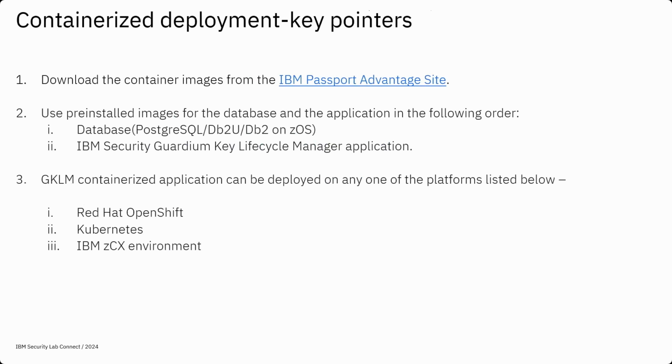Till now, we have seen deployment and some upgrade related details for the traditional GKLM. Now let's go through some key pointers and steps which user needs to follow for the containerized deployment of GKLM. So first step is downloading the GKLM container images. User can get the same from IBM Passport Advantage site. Next, user should use the pre-installed images for supported database, PostgreSQL, DB2U on GS, and GKLM application in the following order. GKLM container can be deployed on any of the supported platforms like Red Hat OpenShift, Kubernetes, or IBM ECX environment.